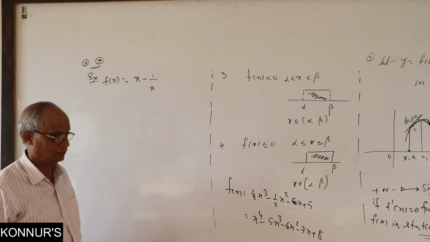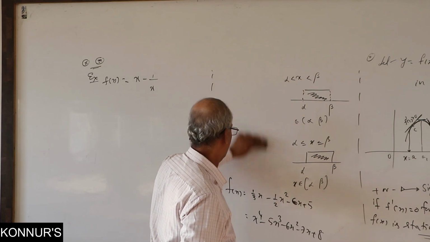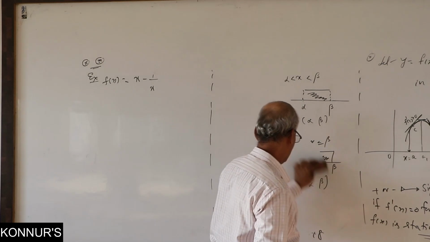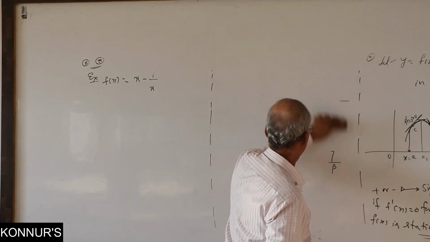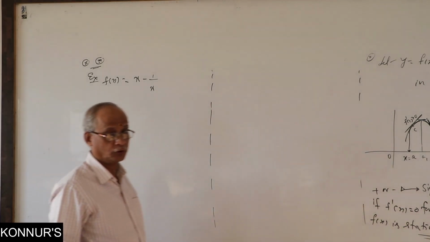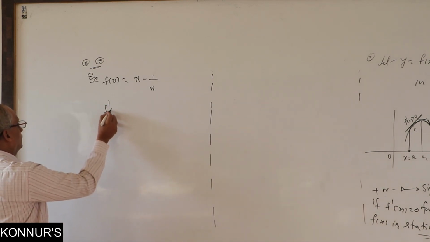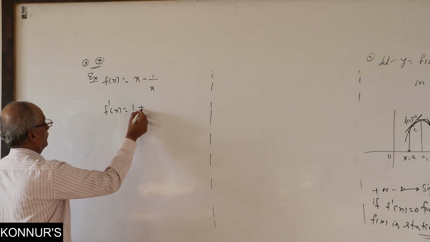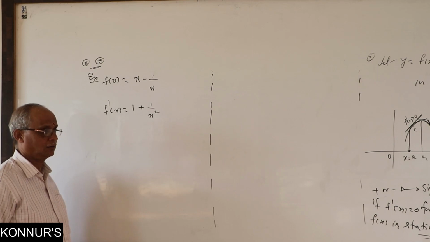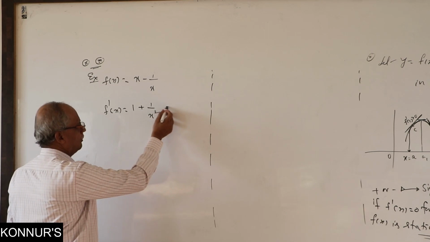Find the number of stationary points of the following function. Options: 0, 1, 2, 3, none of them. What is the derivative? What is the derivative of 1 by x? Minus 1 by x square. Okay, minus minus plus. To find stationary points, we have to take f dash x equal to 0.